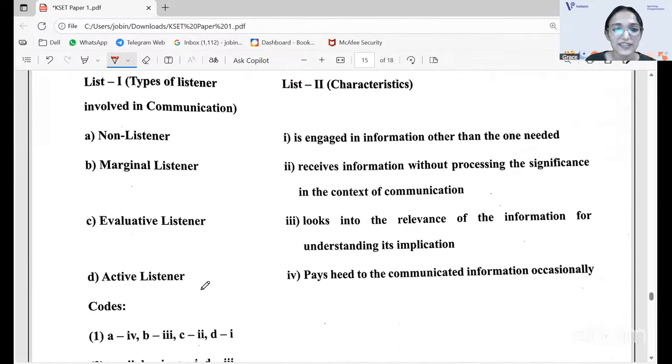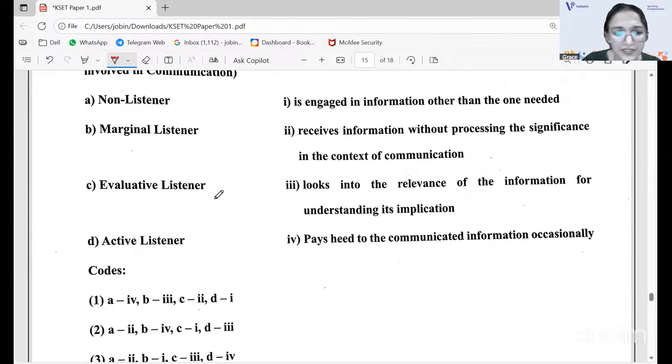Now it's a match the following question. This might be a little bit confusing, but don't worry, we'll look into it. You have list 1, which is titled types of listeners involved in communication, and list 2, which is characteristics, in which you can easily associate certain words.